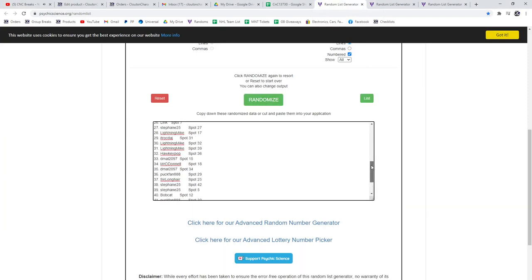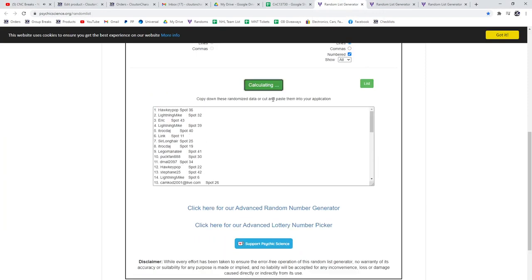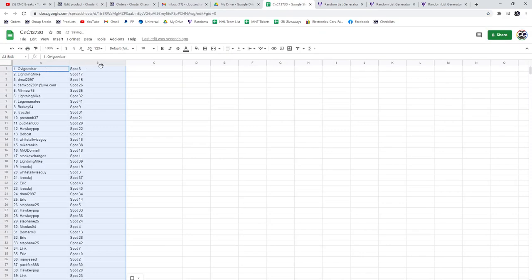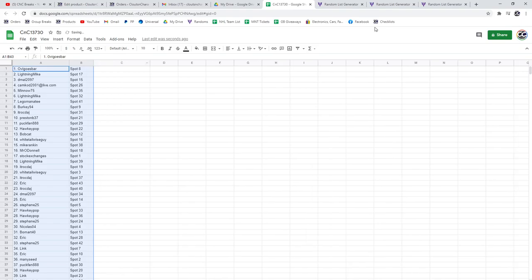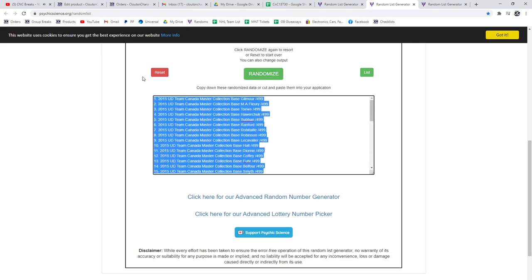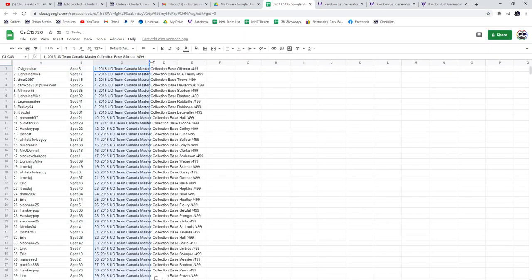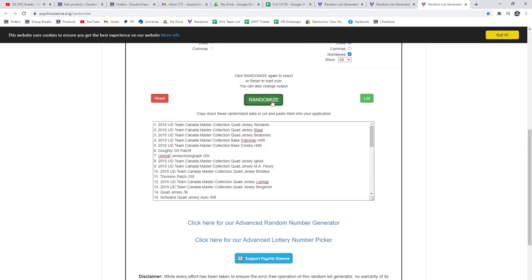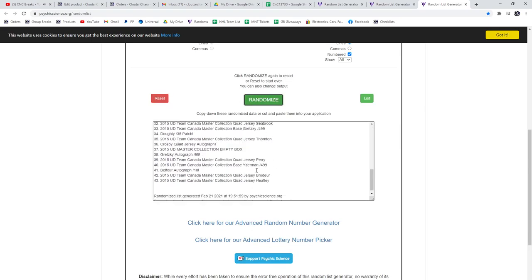13,730. Here's the randoms. All 43 names. 1, 2, 3. These are the base cards. 1, 2, 3. And the secondary hits, or bigger hits, actually. 1, 2, 3.